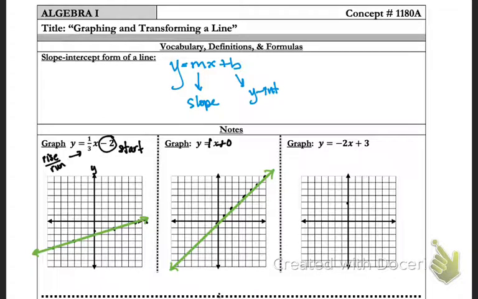From that point, you're going to want to go down 2 and right 1. Again, if you don't have a fraction, create one by putting the denominator 1. Down 2, right 1. Down 2, right 1. Again, if you can't keep going down 2 and right 1, you can always go up 2 and left 1. Connect those points and create the graph of the equation y = -2x + 3.